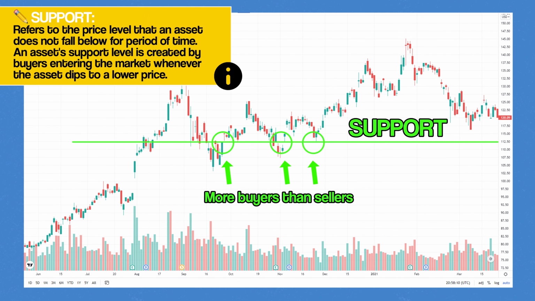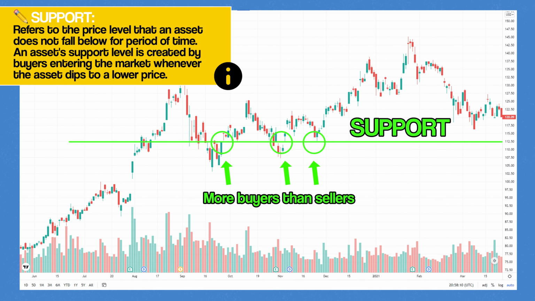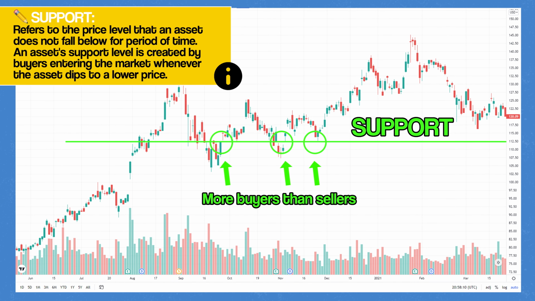Remember, support levels are historical price levels where buyers step in to buy the stock. Therefore, you'll see the stock bounce off the same price multiple times in the past, because there are buyers around those areas to support that stock when it's sold off to those levels.